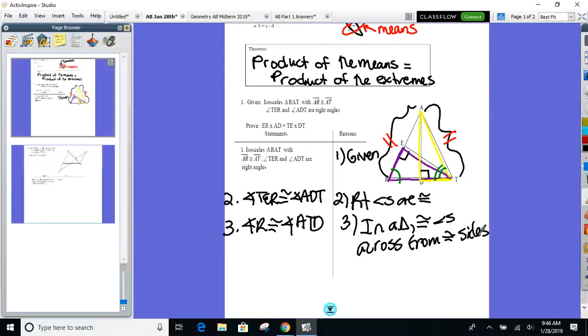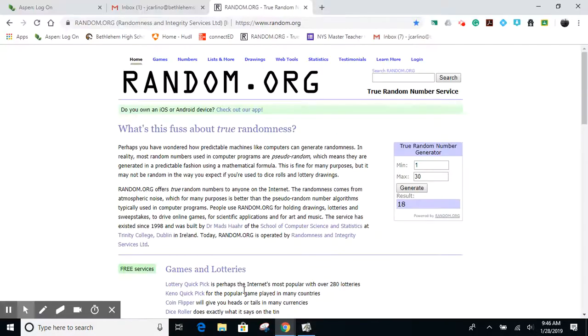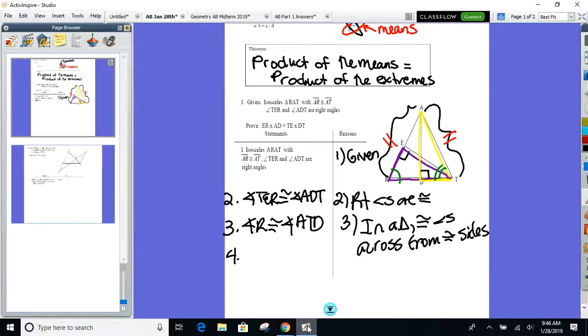Check. Now what do I know about the triangles? Similar. Write a correct statement for me now with the similar sign, not the congruent sign. 21. We got a 21 in the house. Triangle RET similar to TDA. I'll take that. By angle, angle.